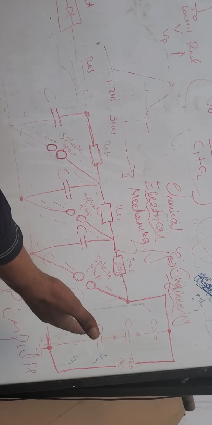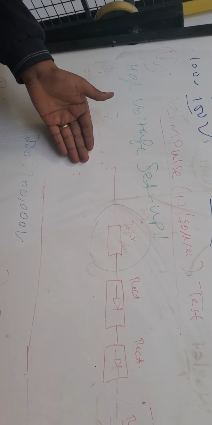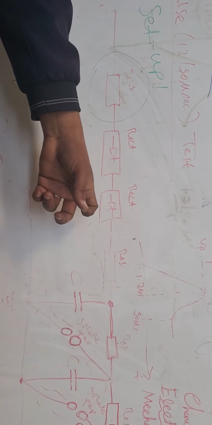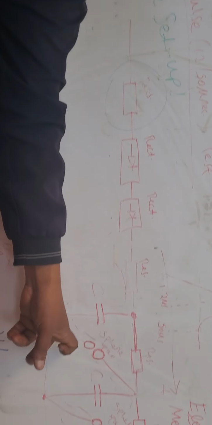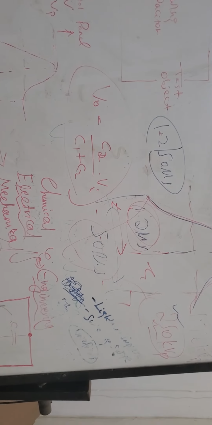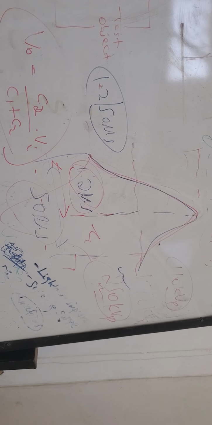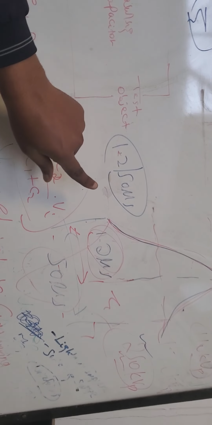So the test object is connected across with. So this is rectifier. Here you have AC input voltage. Rectifier means the output will be DC or AC? DC output. So this is DC output, capacitor, sphere gap. Here you have waveform of what? Front and tail. So this is waveform for what? Try lightning. This is what?